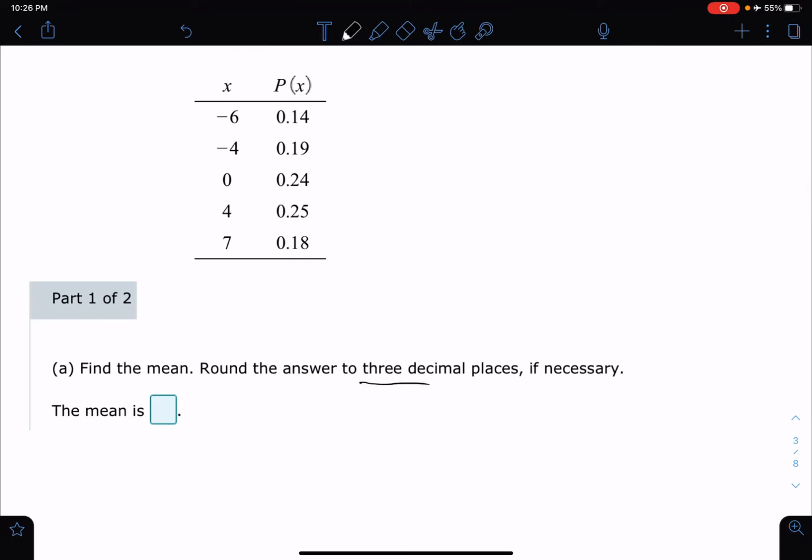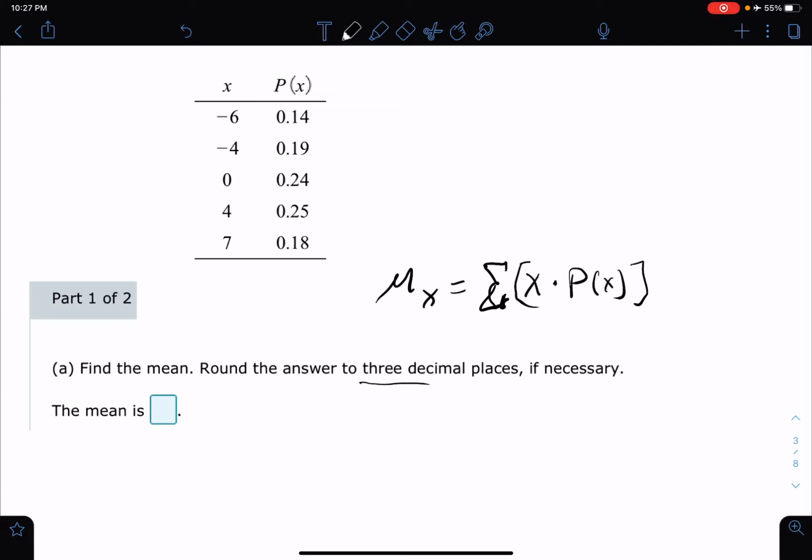Let's go ahead and do that right here. Remember the formula, let's write that up here. So the formula for the mean of a random variable is going to be the event times the probability of getting that event. And we need to sum all those up. Okay, so now let's do it.